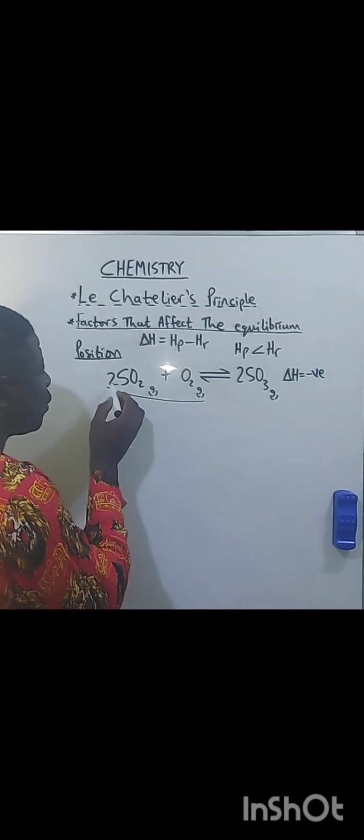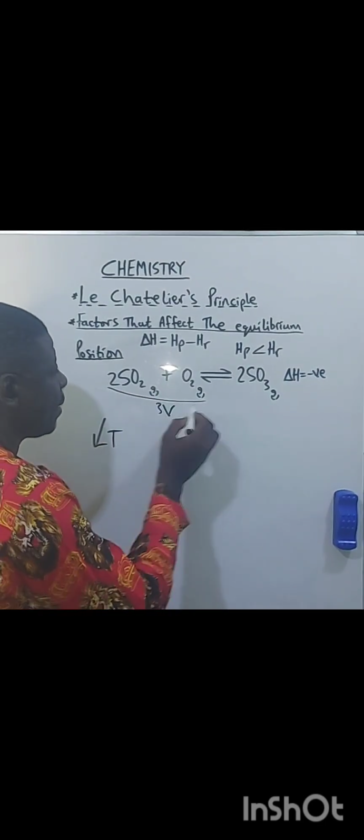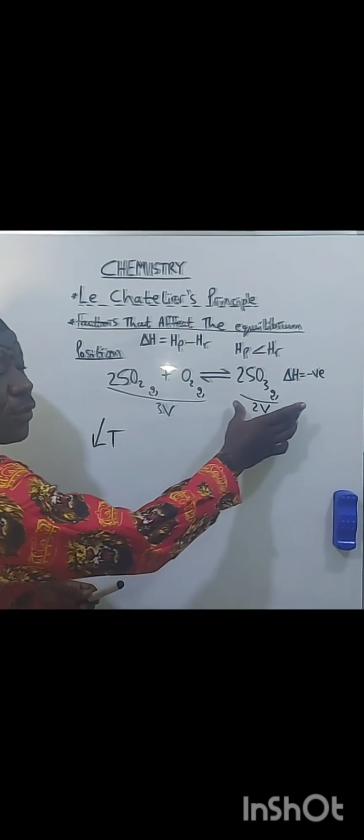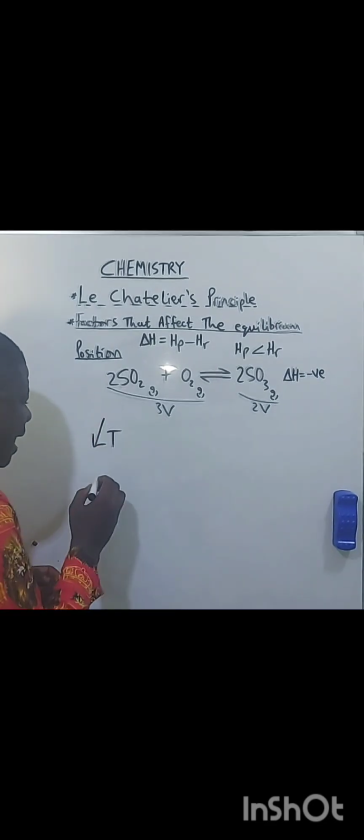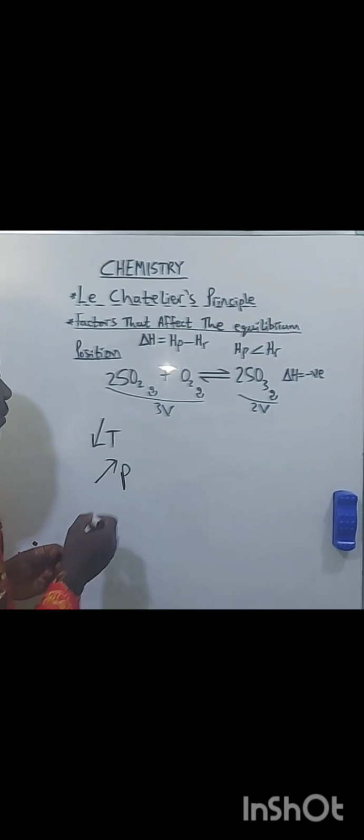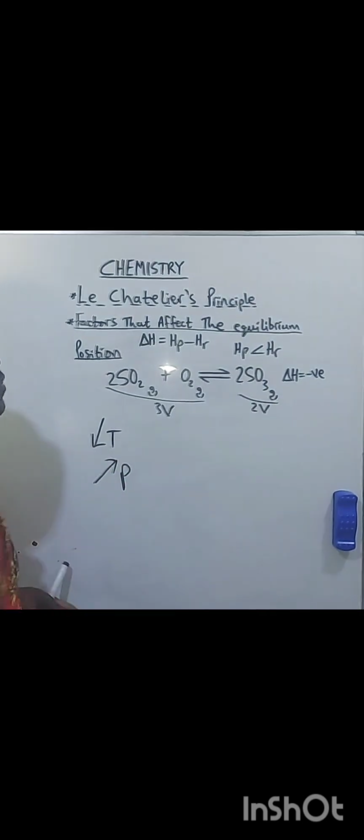Then considering pressure, the total volume of the reactant will be 2 plus 1, which is 3 volumes. The total here is 2 volumes. Since the total volume of the reactant is greater than the total volume of the product, an increase in pressure shifts the equilibrium position to the right, favoring the manufacture of what? Sulfur 6 oxide, and vice versa.